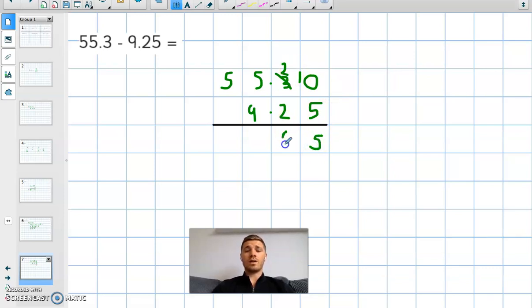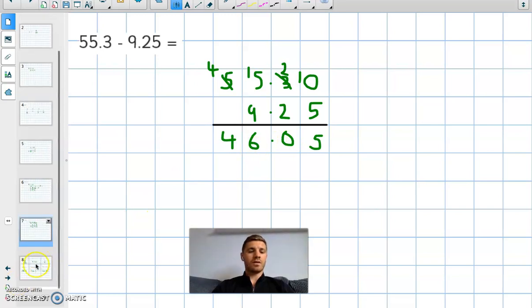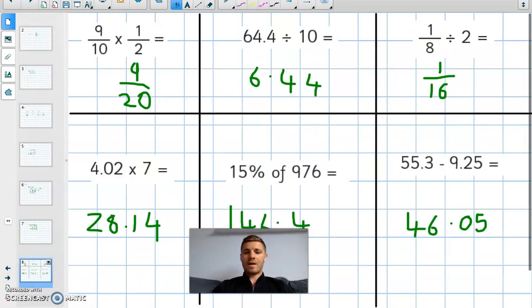2 take away 2 is 0. Put your decimal point down there. 5 take away 9 we can't do, so we can borrow again, we exchange. The 5 becomes a 4 and the 5 becomes a 15. 15 take away 9 is 6, and then 4 take away nothing is 4. So your answer is 46.05. Superb.